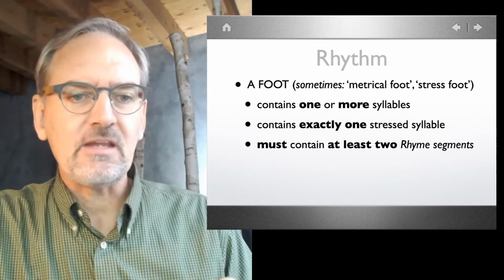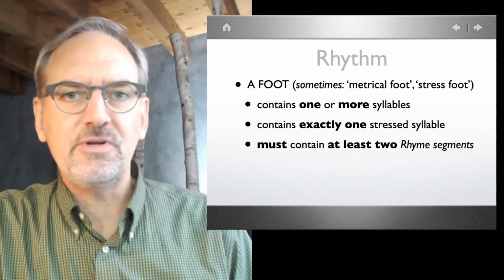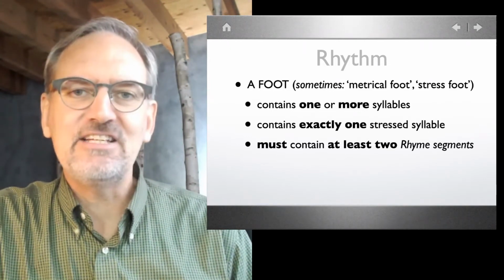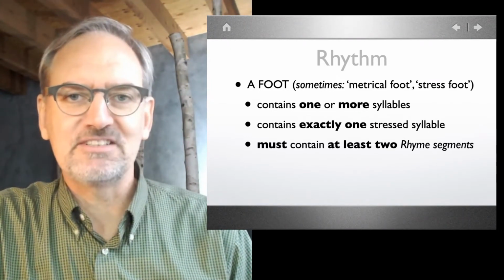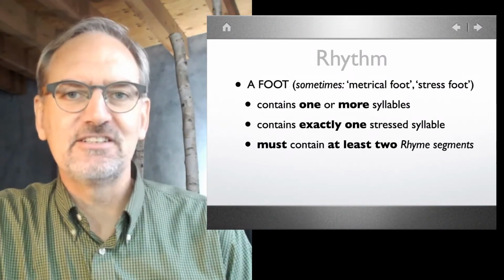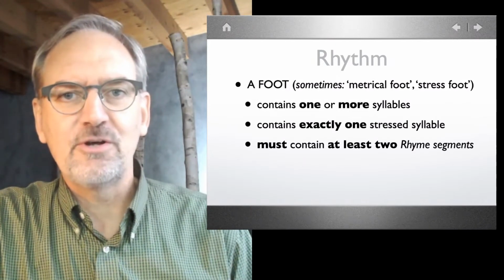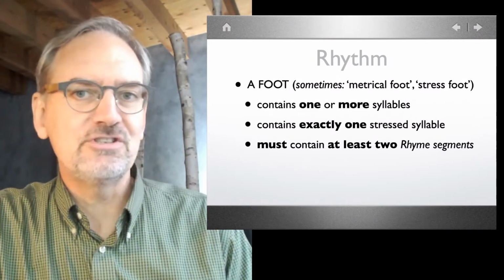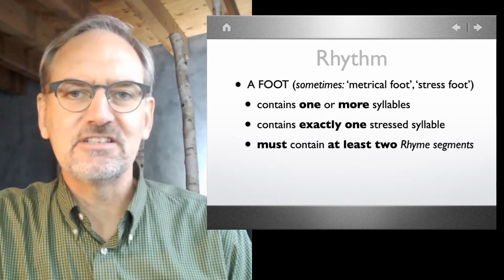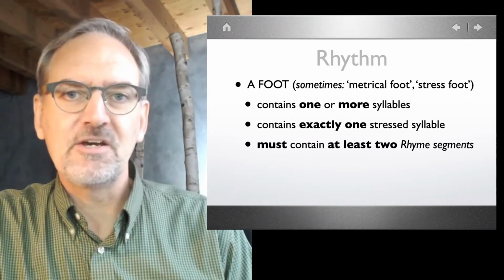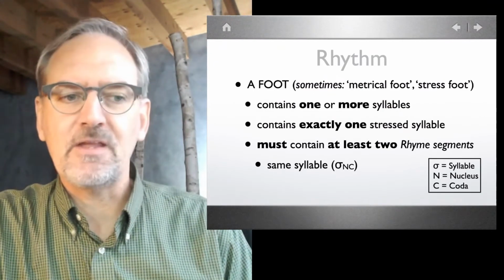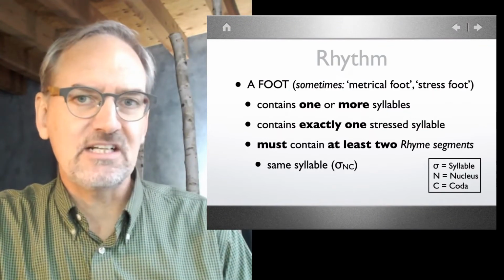Okay? In addition, in order to be a kind of full enough foot, there needs to be at least two rhyme segments. Now, segments don't belong directly to the foot. They belong to a foot through their inclusion in a syllable. Right? Segments belong to syllables, syllables belong to feet. But a foot in English must have at least two rhyme segments. Now, they could be in the same syllable.